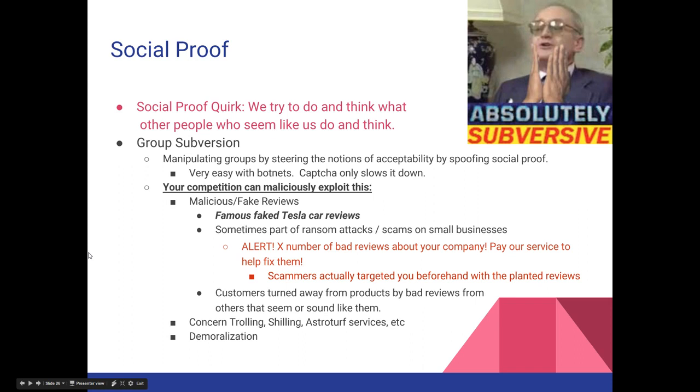So this has also had a new life and form and shape online through group subversion. It's been going on for thousands of years, since Sun Tzu. But group subversion is basically manipulating groups by steering the notions of acceptability by spoofing the social proof. For an example, one common thing that probably most people have encountered without noticing is malicious or fake reviews, like bad Yelp reviews or bad Amazon product reviews, often from competitors.